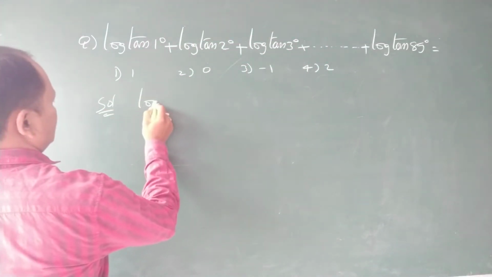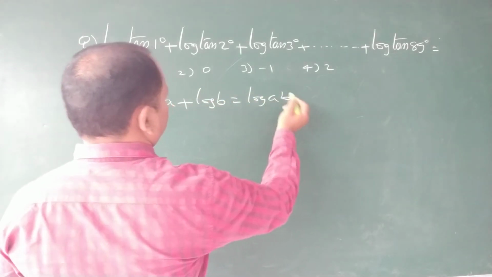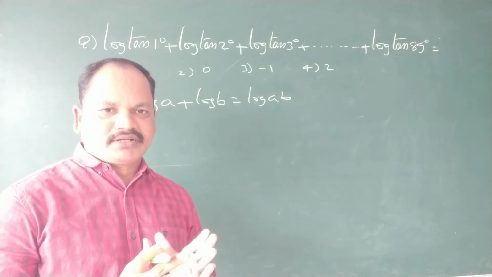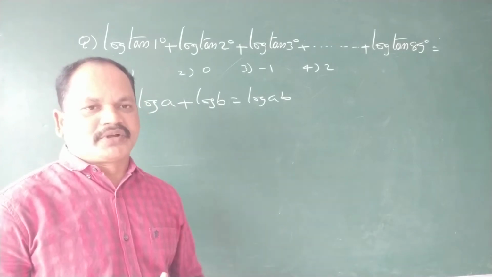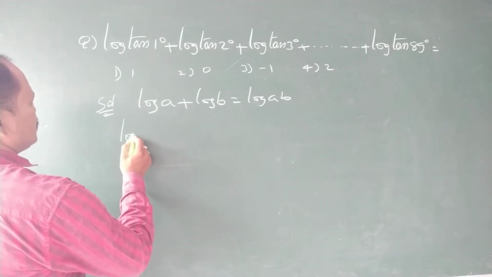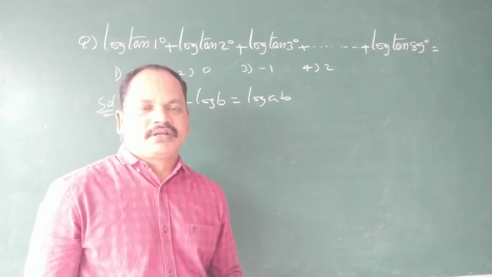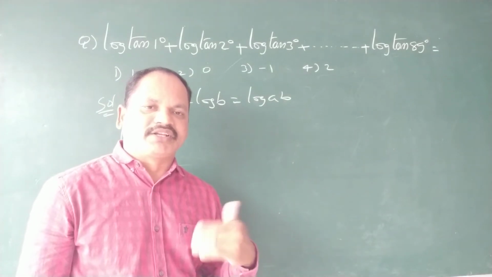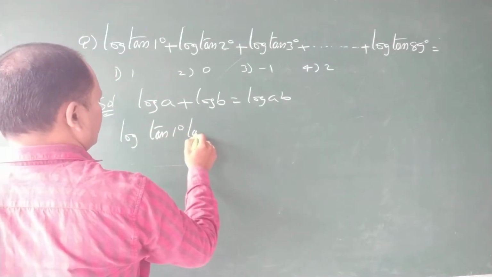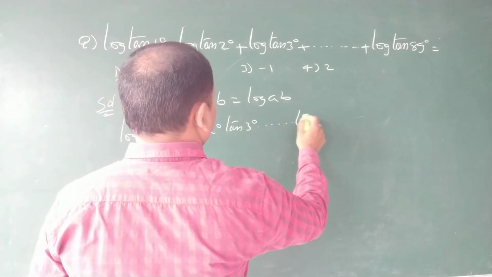First of all, the formula: log A plus log B is log of AB. That means the sum of logarithmic functions is equal to the log of the product of the functions. So log A plus log B plus log C is log ABC, and log A plus log B plus log C plus log D is log ABCD. Like that, you have to write log of tan 1 degree into tan 2 degrees into tan 3 degrees and so on up to tan 89 degrees.